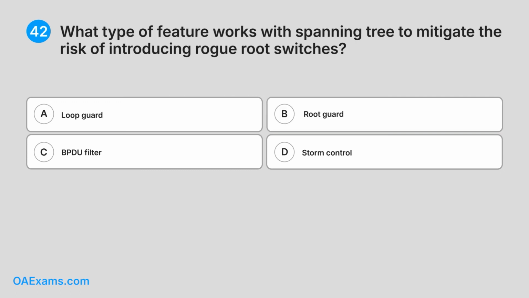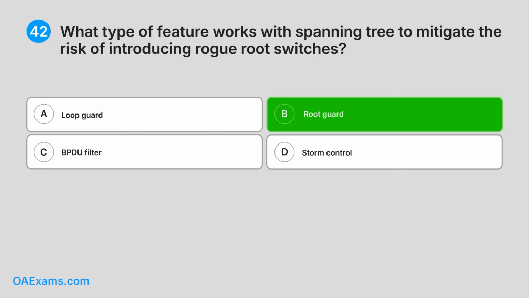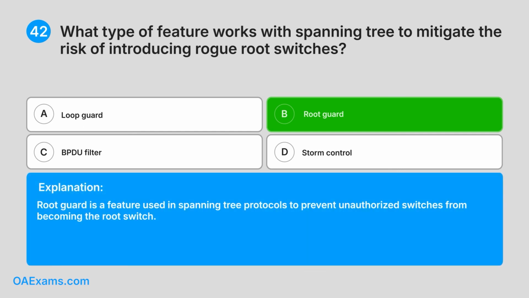42. What type of feature works with spanning tree to mitigate the risk of introducing rogue root switches? A. Loop guard. B. Root guard. C. BPDU filter. D. Storm control. Can you guess the answer? Correct answer. B. Root guard. Explanation. Root guard is a feature used in spanning tree protocols to prevent unauthorized switches from becoming the root switch.